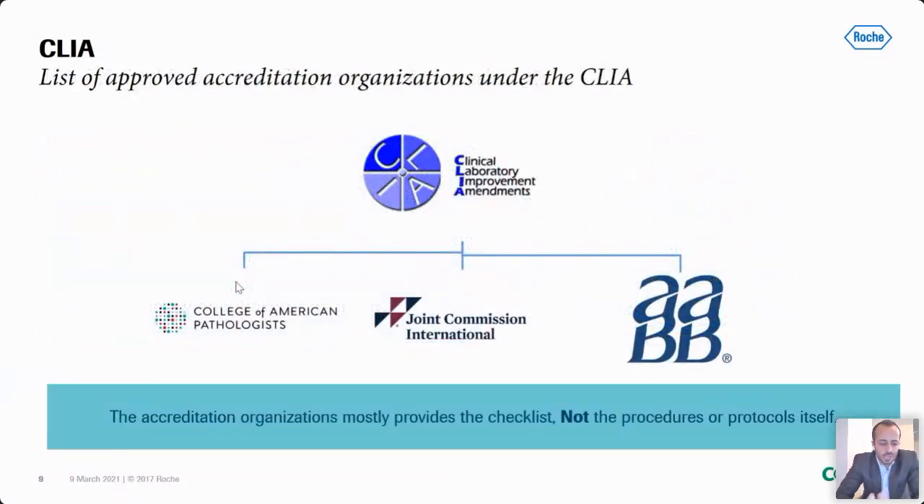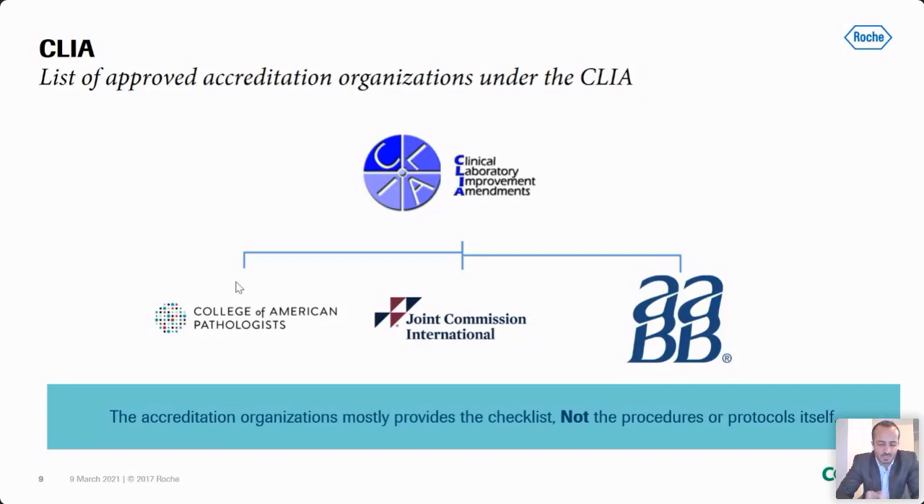Under the CLIA regulatory bodies, we can see different accreditation bodies that are accredited under the CLIA umbrella. That's, of course, the College of American Pathologists, or CAP. We have the JCI, and we also have the American Association of Blood Banks.